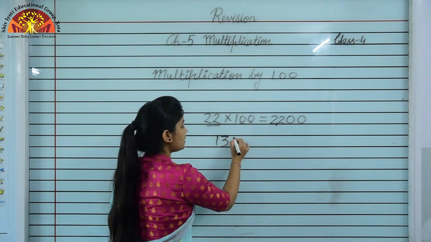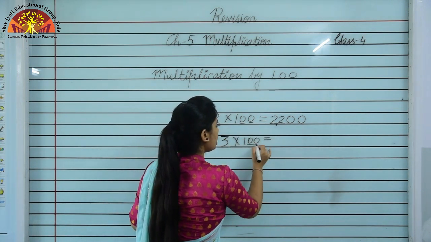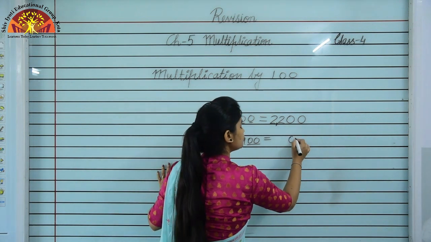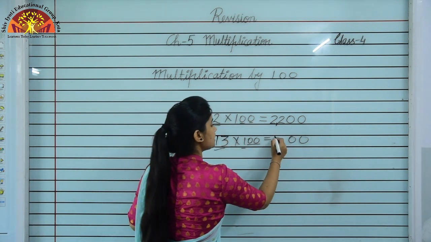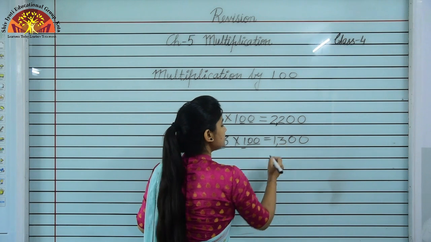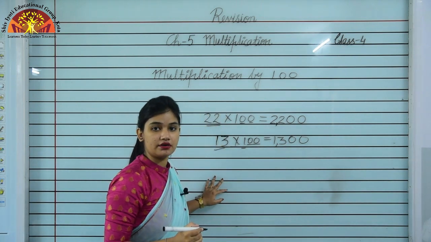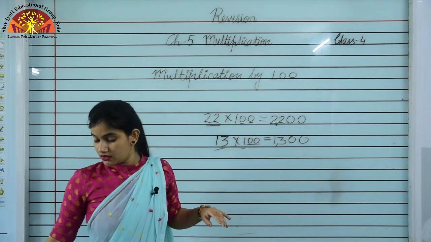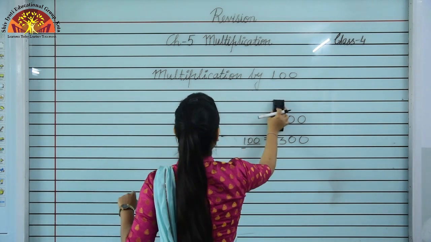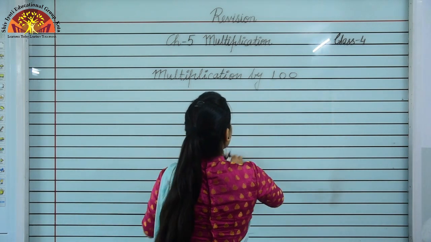Now see the next number. Again we have 2 zeros, so we'll put 2 zeros here, and 13 ones are 13. So the answer is 1300. Is it clear? Now we'll see multiplication by 1000.